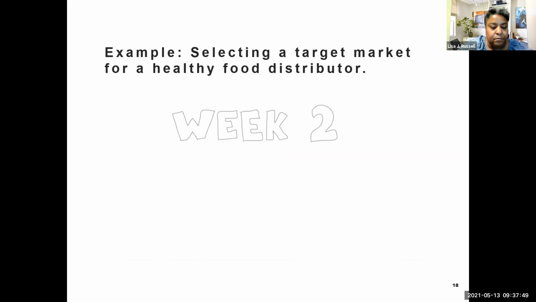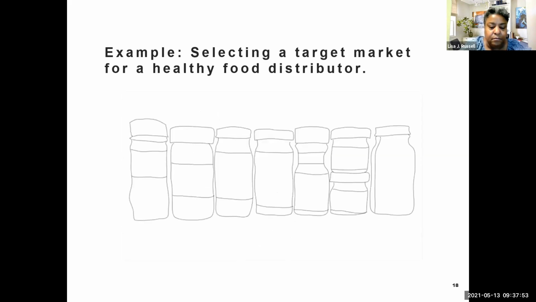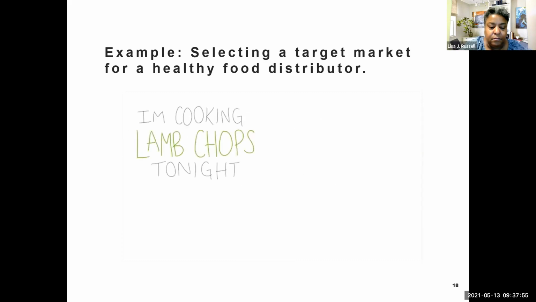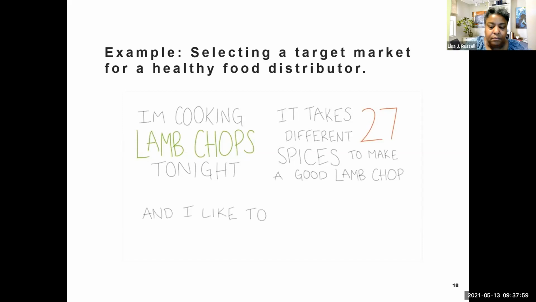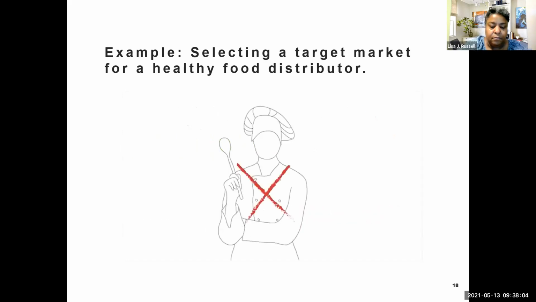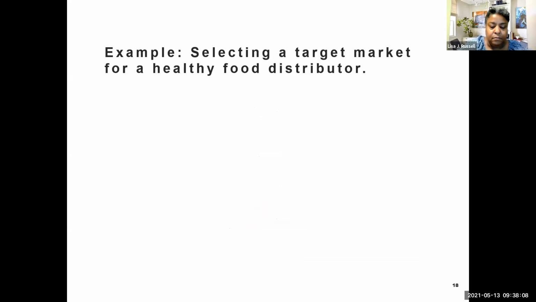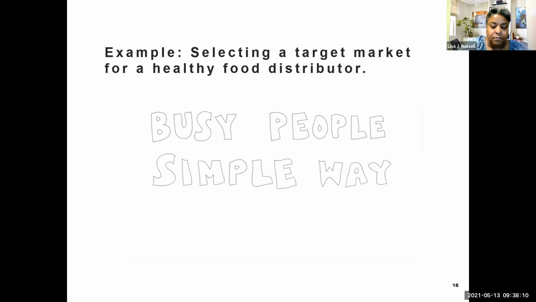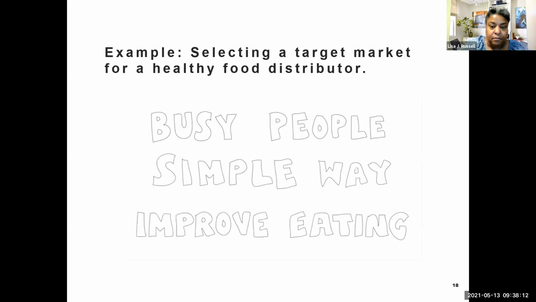So going into week 2, we narrowed in on people who love to cook. We went to talk to some of these people in the spice aisle. I'm cooking lamb chops tonight. It takes 27 different spices to make a good lamb chop, and I like to customize the mix each time. These people don't need help making everyday eating exciting. We realize that they are not our customer. Our customers are busy people who need a simple way to improve everyday eating.